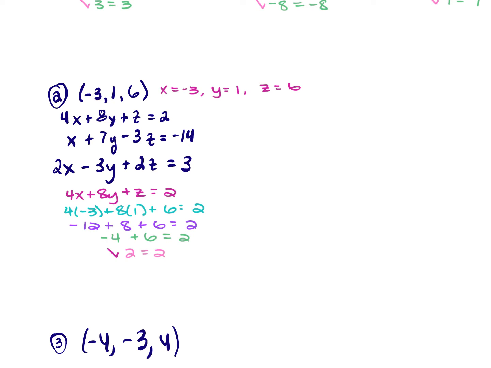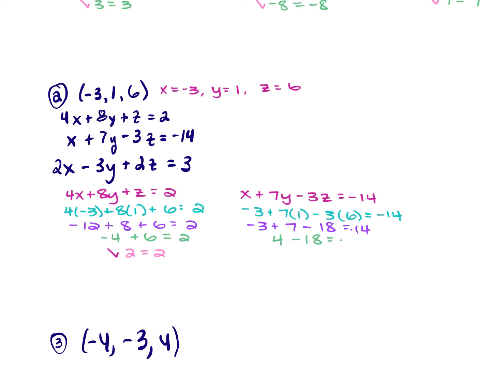Try your next one. You have x plus 7y minus 3z is equal to -14. So that's going to give us -3 plus 7 times 1 minus 3 times 6 is equal to -14. -3 is going to stay -3. 7 times 1 is 7. The -3 times 6 is -18. Your -3 plus 7 is 4. 4 minus 18 is -14. Once again, you have a true statement.